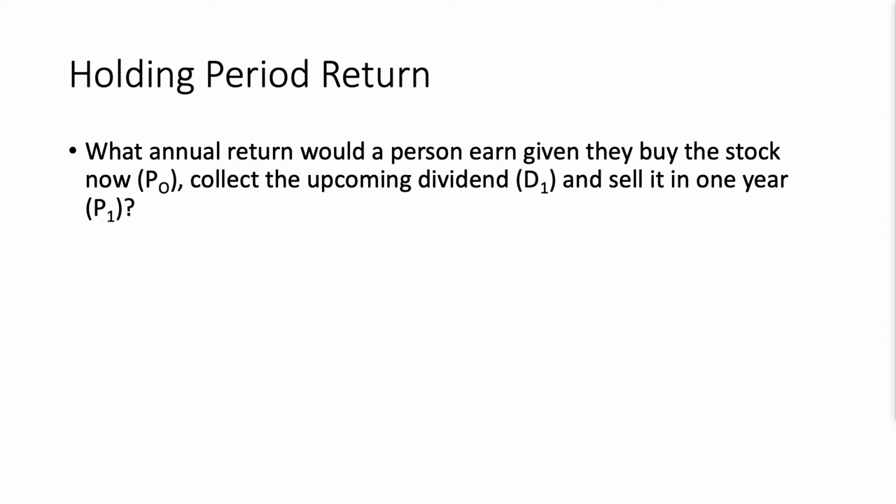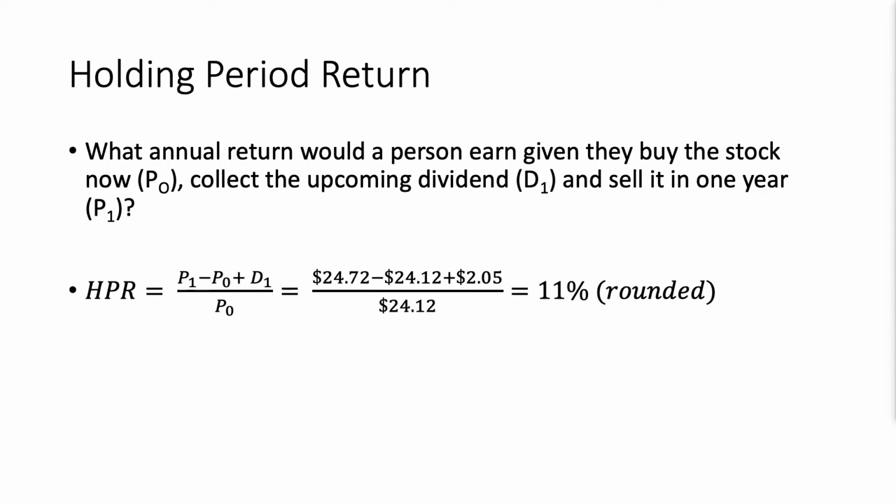So what annual return would a person earn given they buy the stock now at P0, which we calculated 2 slides ago, collect D1, the dividend in the coming year, and sell it a year from now when it's worth P1? The holding period return is P1 minus P0 plus D1, divided by P0. It's the increase in price during the year plus the dividend divided by what we paid for it at the beginning of the year, P0.